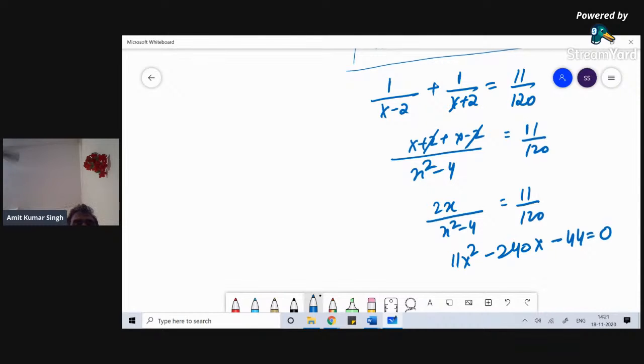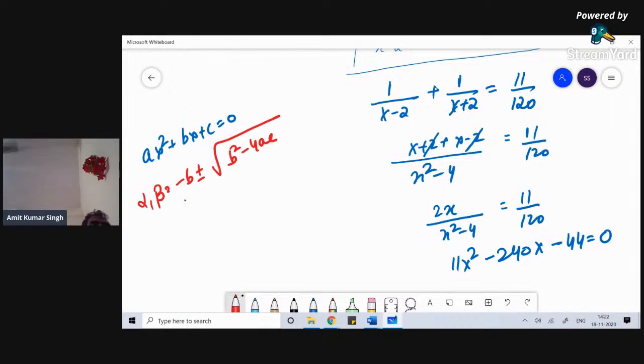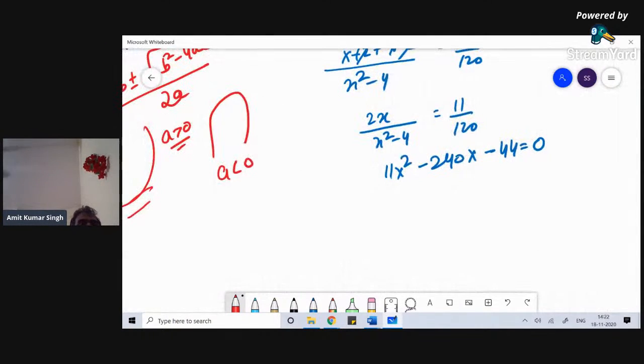Once you get this quadratic equation, ax square plus bx plus c equal to 0, I hope everyone knows how to solve it. The purpose of doing this problem is to make sure the revision of quadratic equations is done. Your roots formula is minus b plus minus root of b square minus 4ac by 2a. You know this formula, no? The graph of a quadratic equation is a parabola. If a is greater than 0, you get a U-shaped parabola; if a is less than 0, you get an inverted U-shaped parabola.